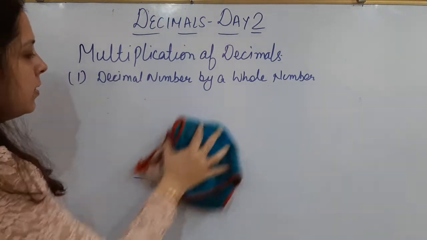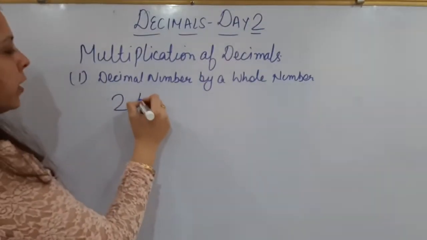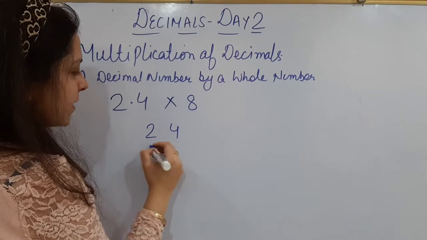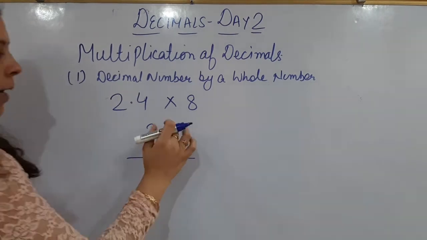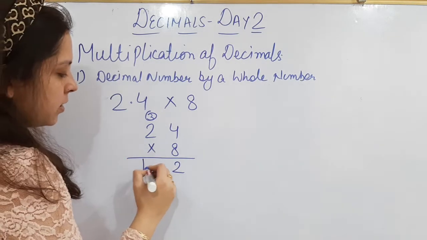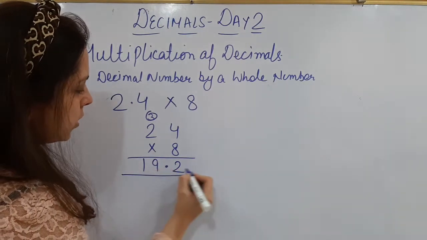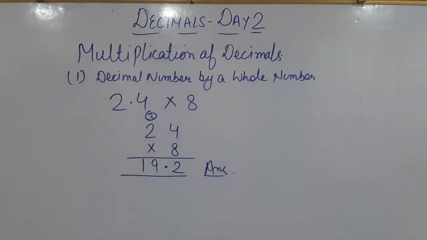Let's consider some questions. So the first question is 2.4 and you have to multiply it by 8. So yes, forget the decimal point for some time while multiplying. Now multiply it. 8 times 4 is 32. Just simple multiplication. 8 times 2 is 16 and 16 plus 3 is 19, so 192. Now count the decimal places in the question. There is only one decimal place. So put a decimal point before one digit. So 19.2 is the answer. Hope it is clear to you.